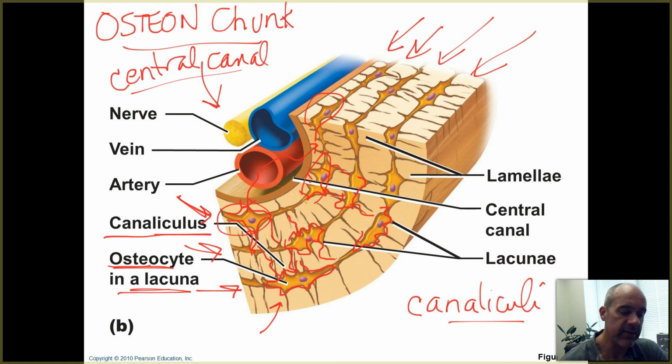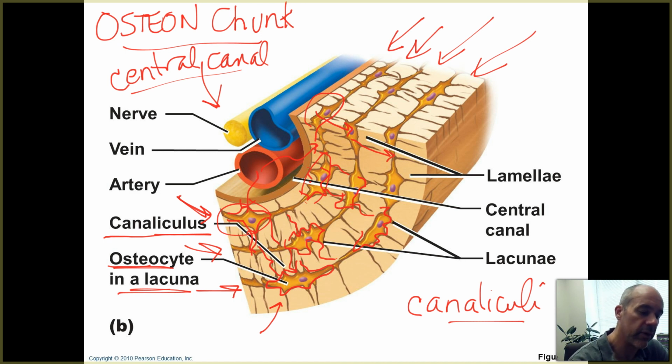However, since these osteocytes are all reaching out and contacting each other through those canaliculi, the cells in the first ring are able to pass nutrients and oxygen to the cells in the second ring, and those cells can pass oxygen and nutrients to the cells in the third ring, and so forth and so on. So that's kind of cool.